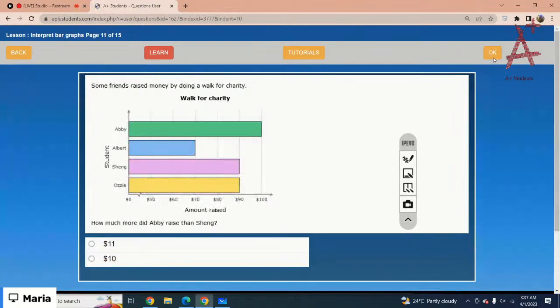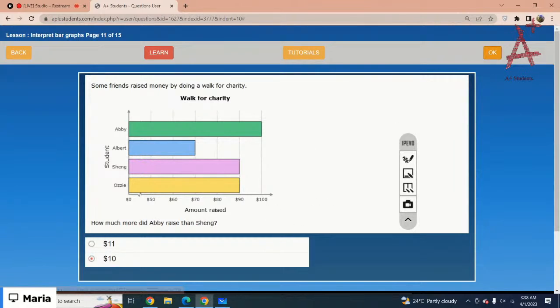Okay, some friends raised money by doing a walk for charity. How much more did Abby raise than Sheng? Abby raised $100 and Sheng raised $90. So what is the difference between their values? 100 minus 90 is 10. Got it? So the correct option is 10.